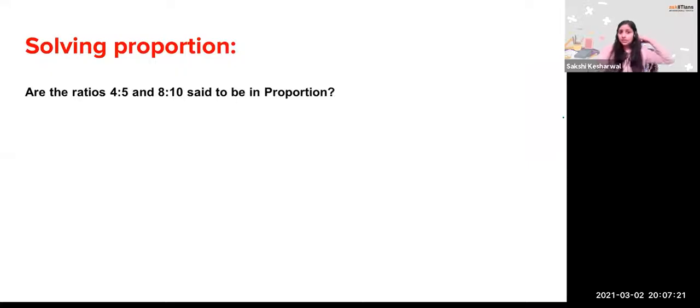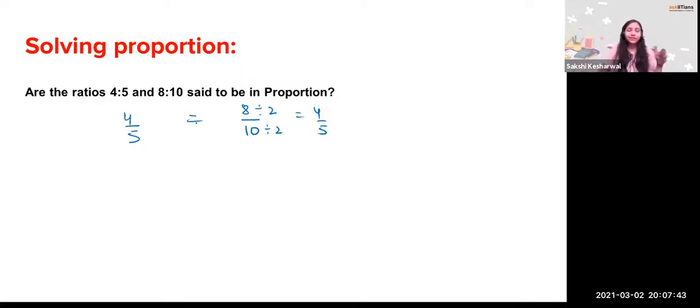Now it asks whether these are in proportion, right? You can see it manually, because if you write this as 4 by 5 and this as 8 by 10, and you do the calculation, divide by 2, divide by 2, this is equal to again 4 by 5. So they're equal in ratio, so they're in proportion, right?